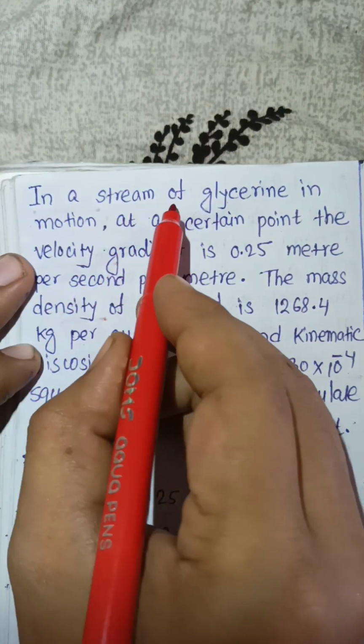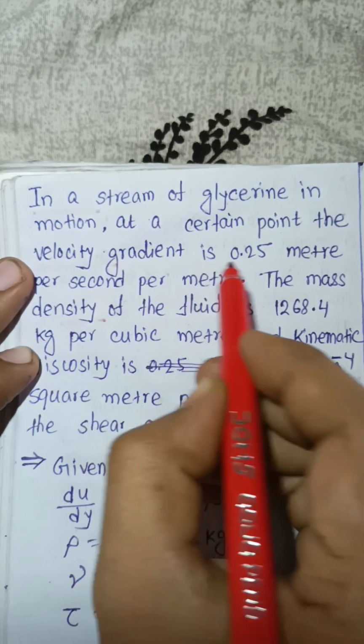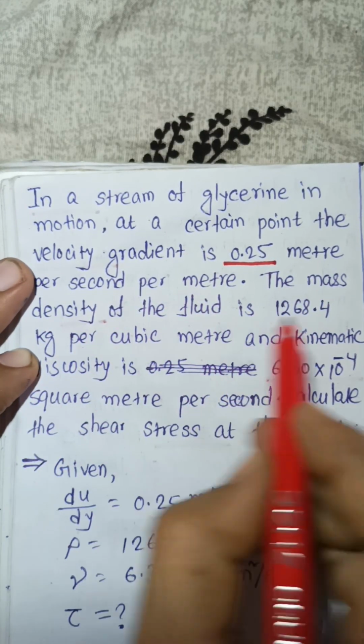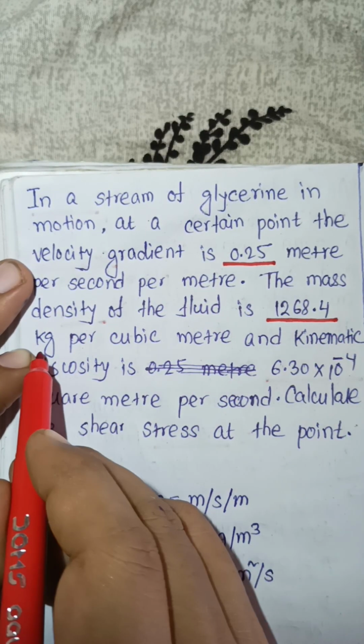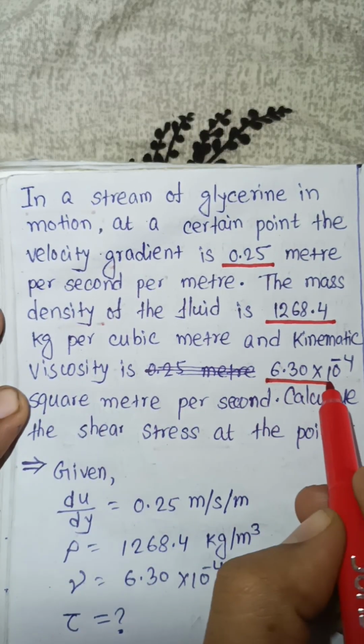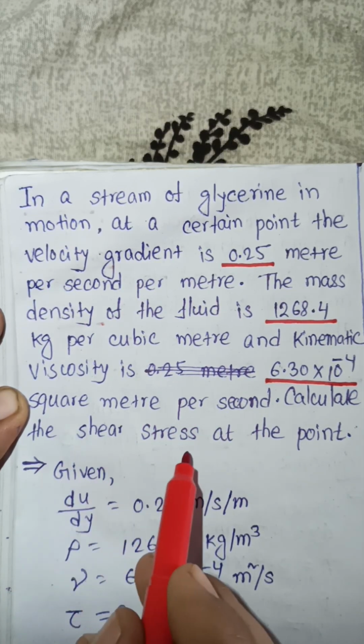In a stream of glycerin in motion, at a certain point, the velocity gradient is 0.25 meter per second per meter. The mass density of the fluid is 1268.4 kg per cubic meter and kinematic viscosity is 6.3 × 10^-4 square meter per second. Calculate the shear stress at the point.